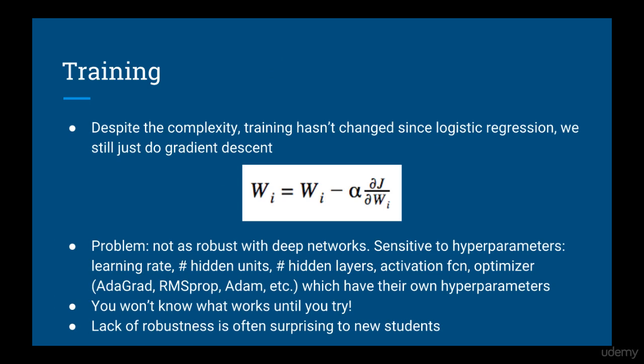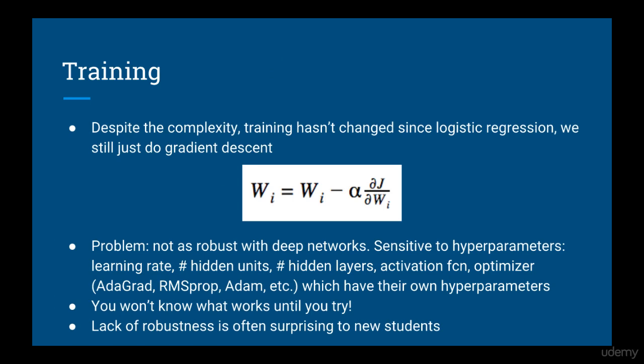Despite all this apparent complexity, the training algorithm for neural networks hasn't changed fundamentally since we looked at logistic regression. We've made some improvements here and there, but at the core we are still just doing gradient descent. One problem with gradient descent is that it's not as robust with neural networks as it is with logistic regression and linear regression. It's very sensitive to hyperparameters, especially when you have very big networks.